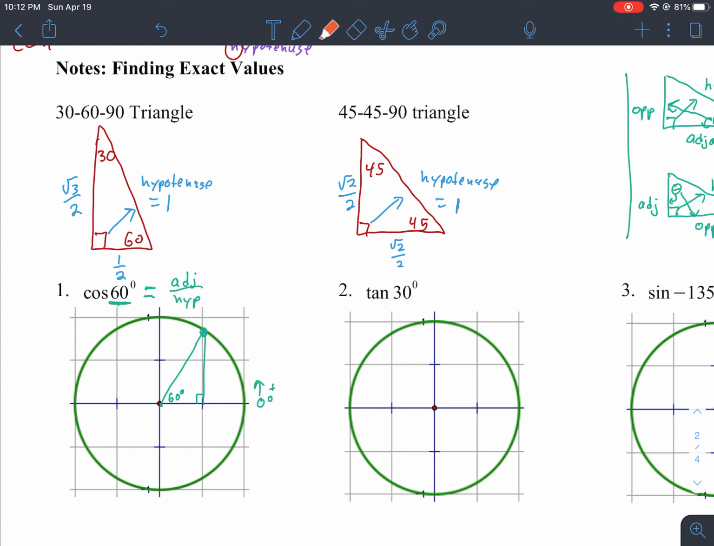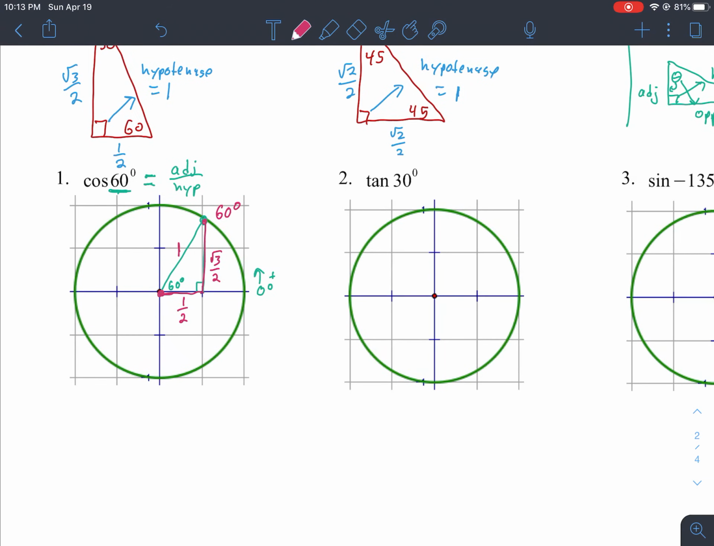Now, notice what triangle we're using. We're using this one. Our side lengths are, hypotenuse is 1. The shorter side is a half. The longer side is the square root of 3 over 2. So we're starting at 0, 0. To get to this point, we're going over a half, up the square root of 3 over 2. That gets us to 60 degrees. So now we have a triangle, and we can find the cosine ratio.